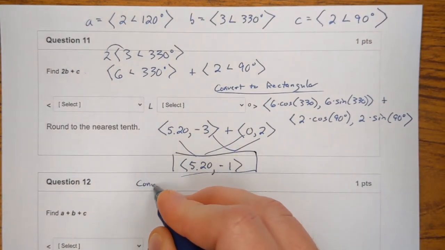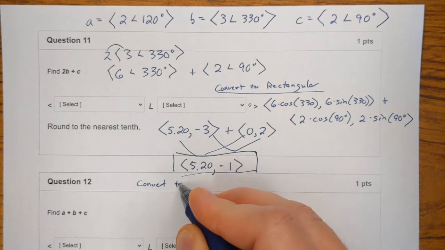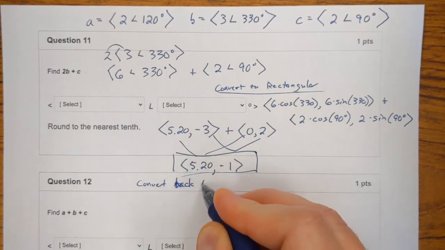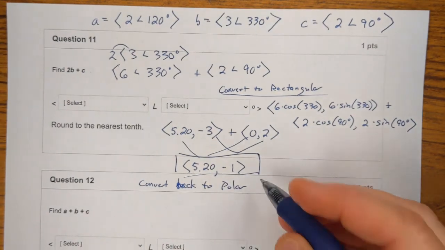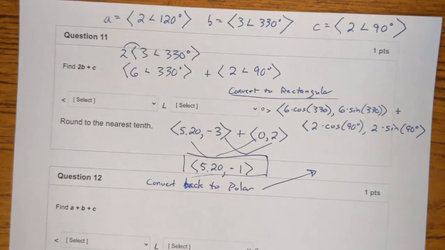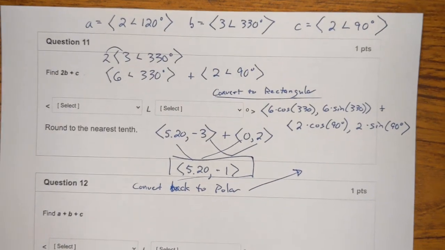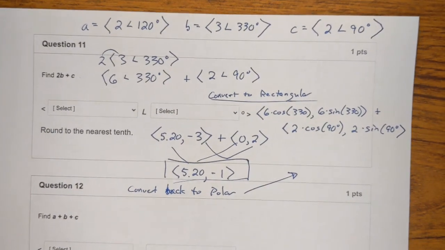Okay, that's like my rectangular answer. Now what you have to do is convert back to polar. Take this answer now, convert it back to polar to be able to get your final answer. Okay, so I didn't give you the complete answer, but I hope that puts you well on your way.